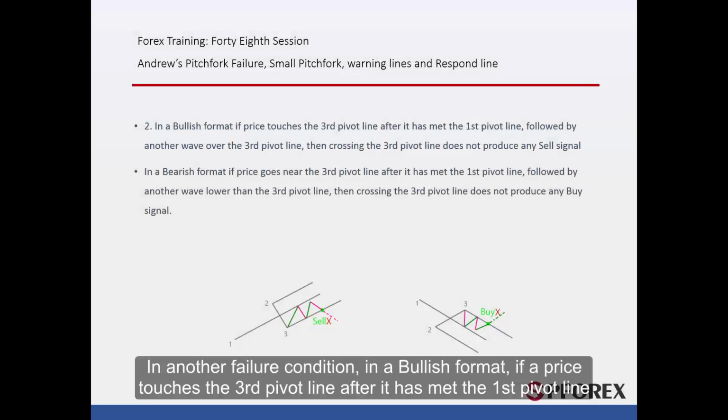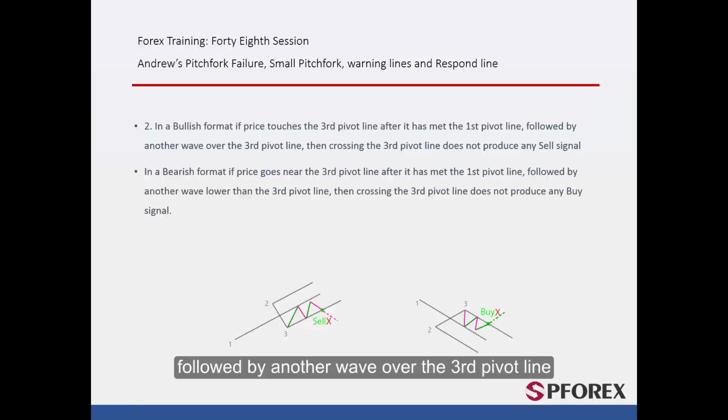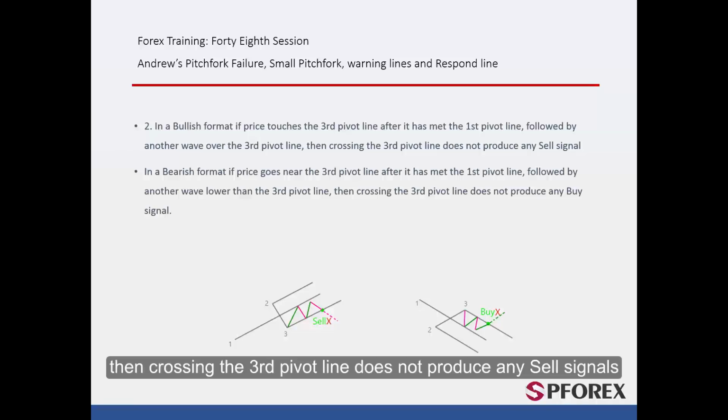In another failure condition, in a bullish format, if a price touches the third pivot line after it has met the first pivot line, followed by another wave over the third pivot line, then crossing the third pivot line does not produce any sell signals.